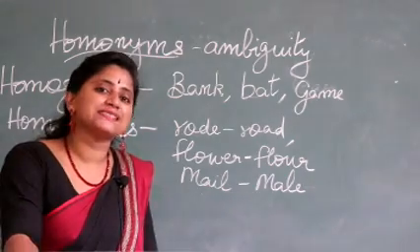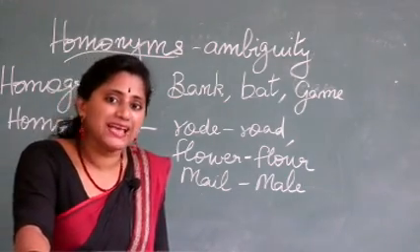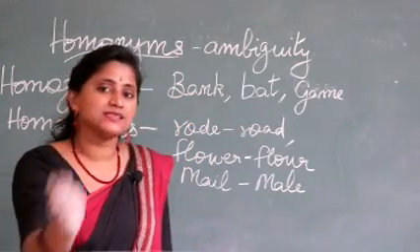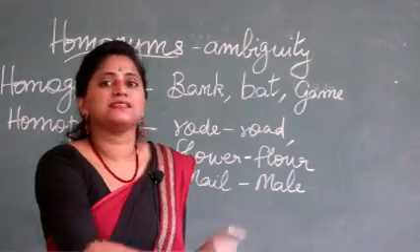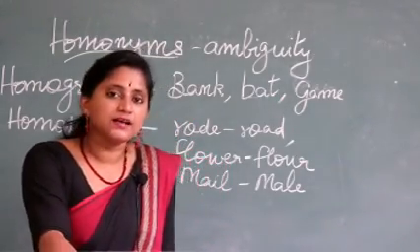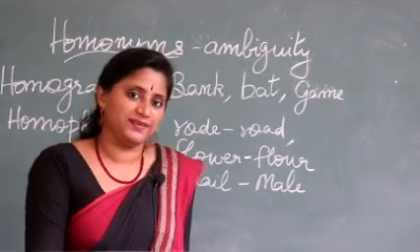So the pronunciation is the same. Eye and I: the pronunciation is the same, but the meaning as well as the spelling is different. So since the pronunciation, the sound, is the same, they are called homophones. So these are the words that may create ambiguity while speaking.